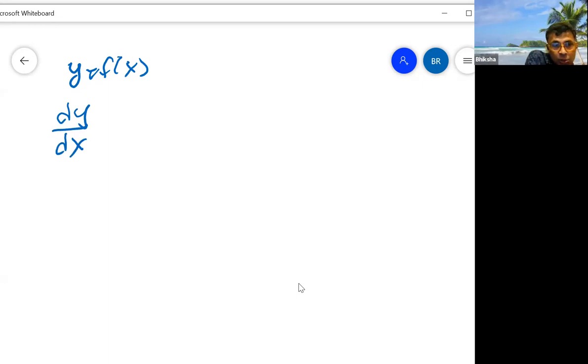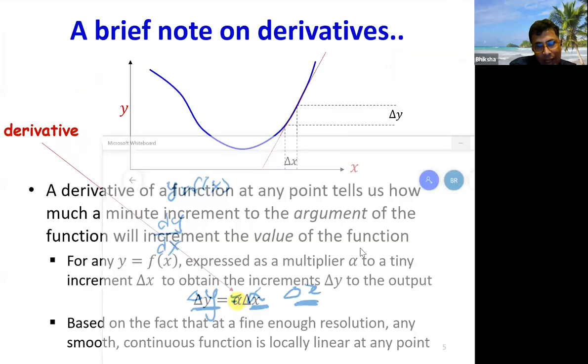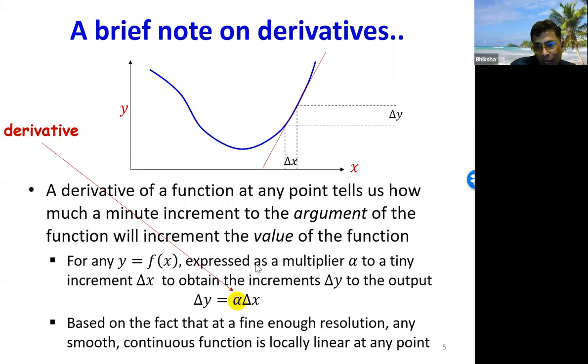But here is the actual and only correct definition of a derivative, which is delta y, which is the increment in y, delta x is the increment in x, and the derivative is the multiplicative factor that multiplies the increment in x to give you the corresponding increment in y. That is the only correct way of defining a derivative. What is the multiplicative factor by which I must multiply delta x to get delta y?